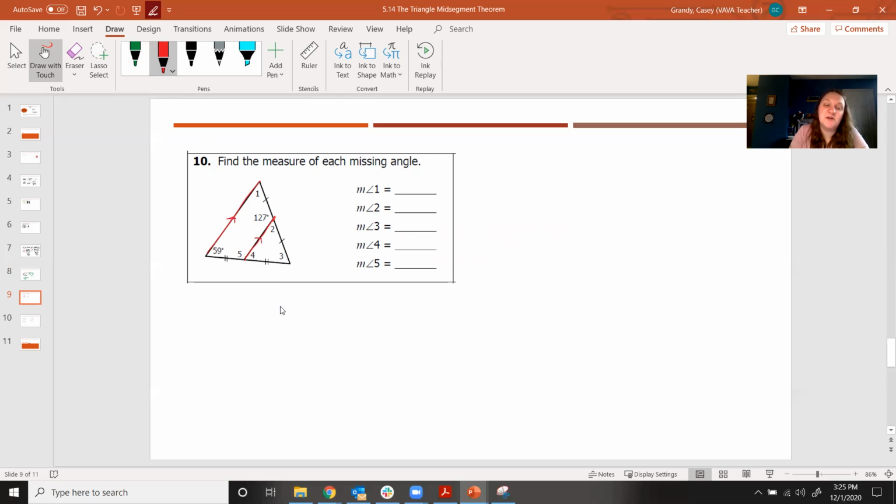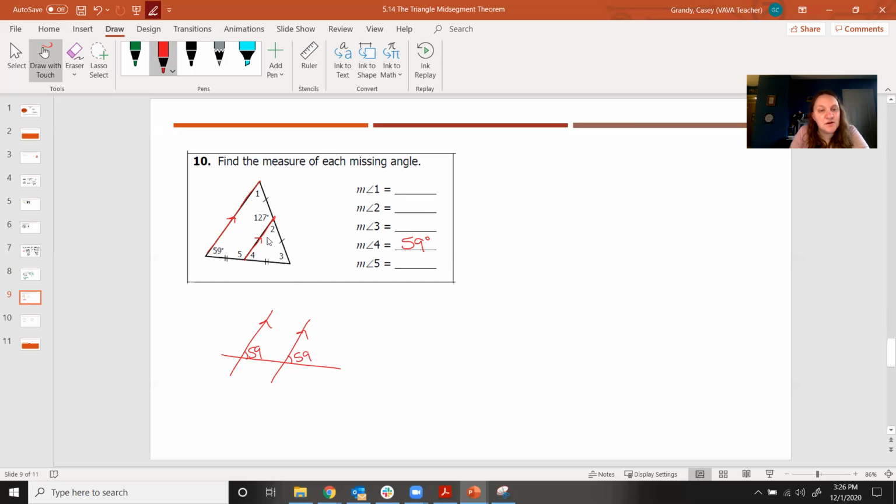And so we can use what we know about parallel lines, corresponding angles, consecutive interior angles, and so forth. Okay. So if I'm looking at just the red lines and this bottom line, well, I know this is 59, and if these are parallel, then the corresponding angles are congruent. So angle 4 has to be 59 degrees because it's corresponding to 59.